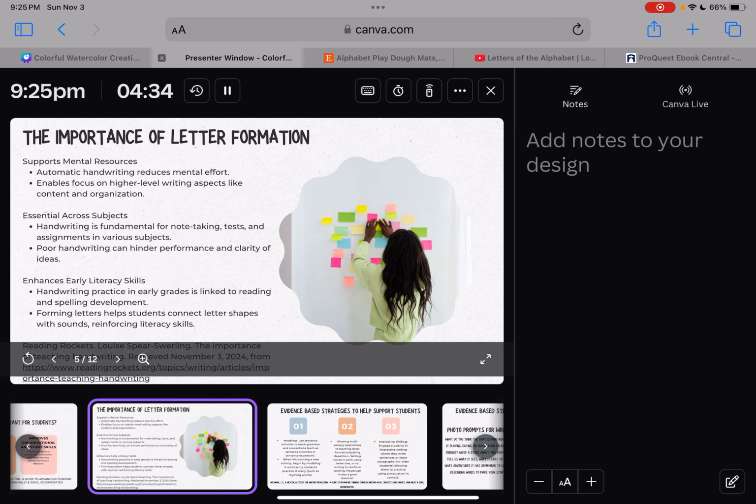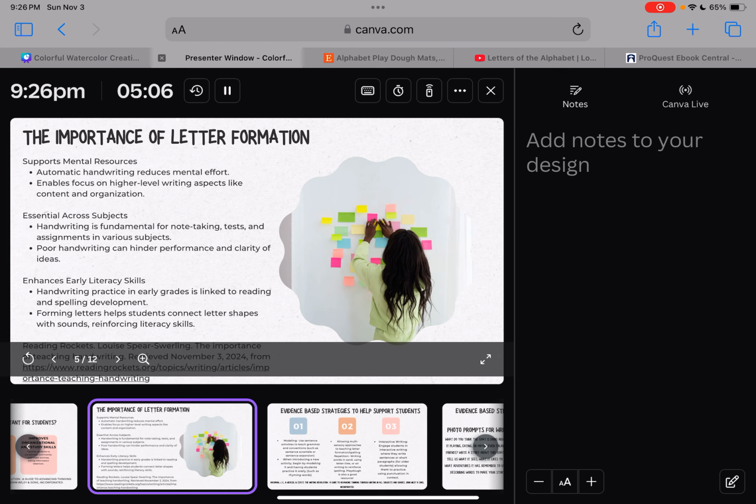It's going to be essential across all subjects, again, similar to the previous slide. Handwriting is fundamental for note-taking, tests, and assignments, and if we have poor handwriting, it can actually hinder the performance and the clarity of our overall ideas, because students can't get those ideas down onto paper. And then it's also going to enhance early literacy skills. Handwriting practice in early grades is linked to greater reading and spelling development. Forming letters helps students connect letter shapes with sounds, reinforcing literacy skills.